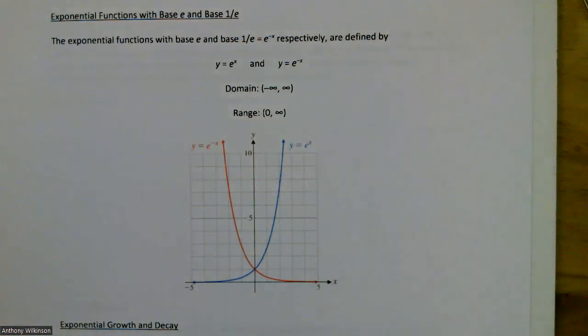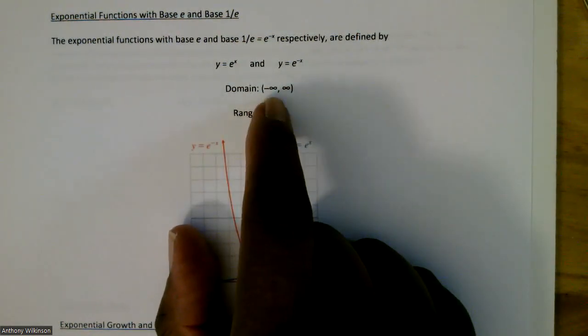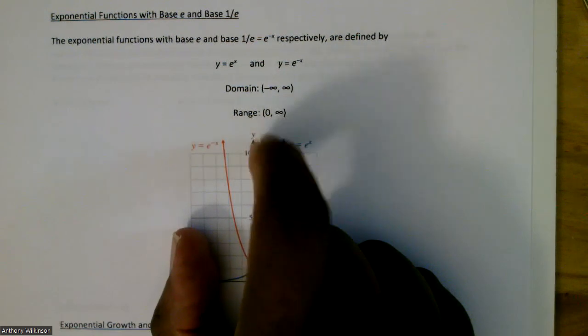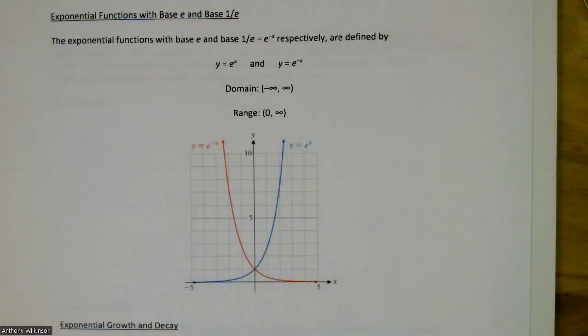Now, let's look at the graph of an exponential function with the natural base e, and, of course, 1 over e. The exponential functions with base e and base 1 over e, or e to the negative x, respectively, are defined below. In both cases, the domain will be from negative infinity to infinity. The range, of course, will be from 0 up to infinity, and 0 is not included. Notice the parentheses.